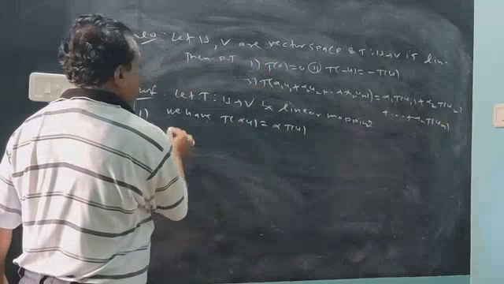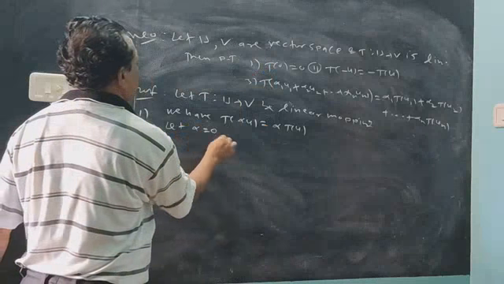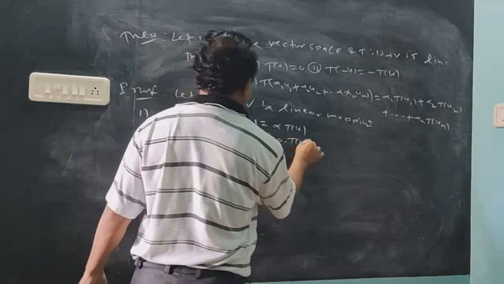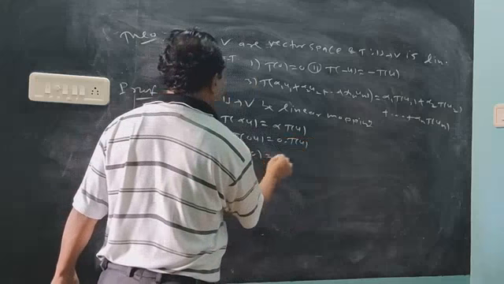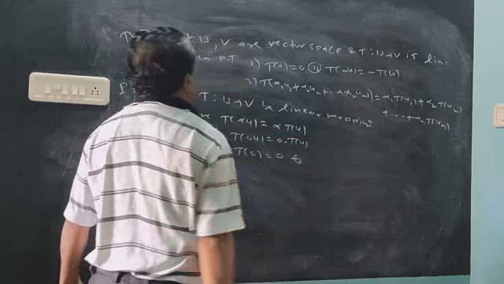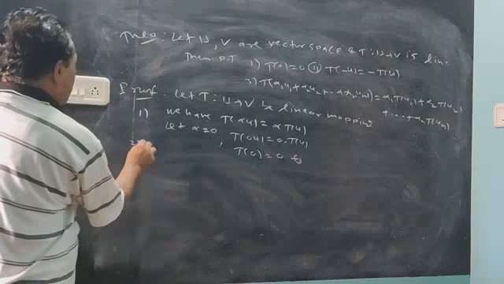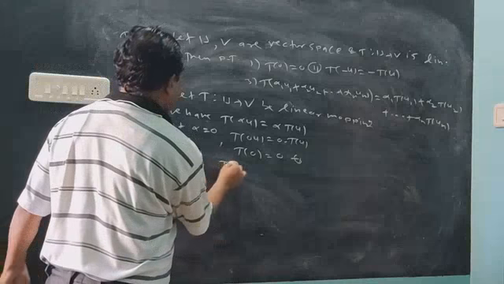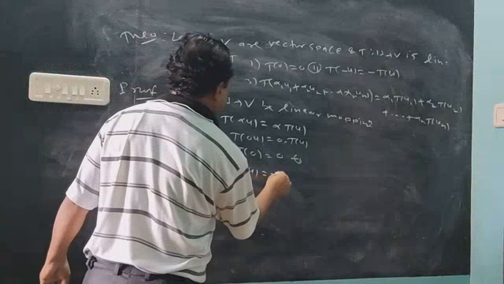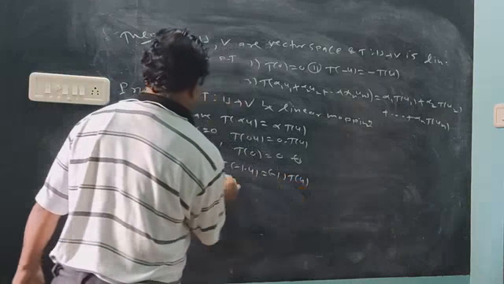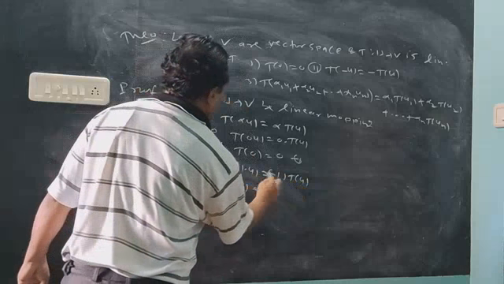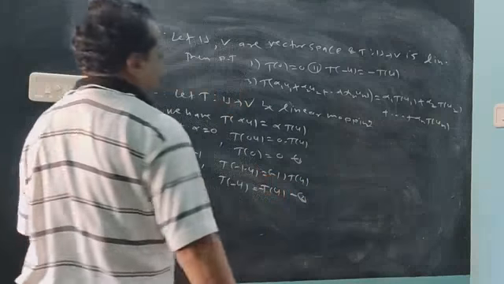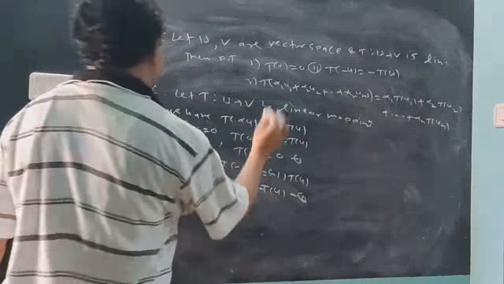Now for the first point, suppose alpha is 0. So T of 0 u is 0 into T of u, so T of 0 is 0. For the second, assume alpha is minus 1. So T of minus 1 into u is minus 1 into T of u, that is T of minus u is minus T of u. This is the second, minus times.